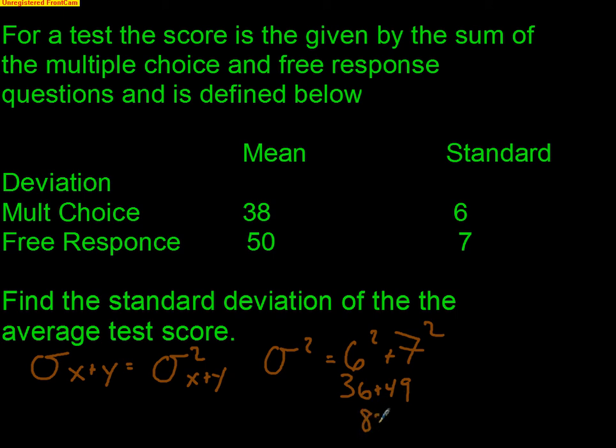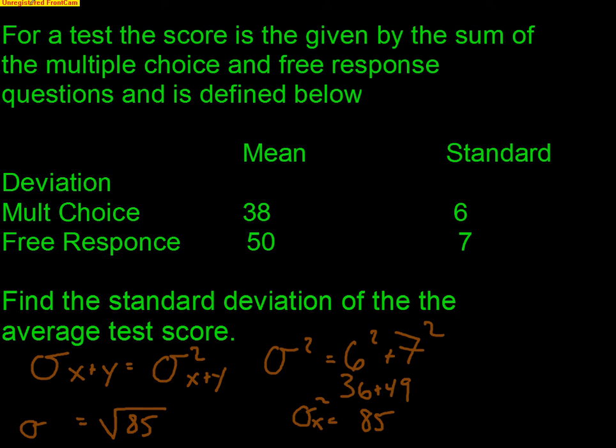And that's our variance. But it doesn't ask you for the variance, it asks you for the standard deviation. So if we want the standard deviation, we take the square root of that value. Let me get rid of that squared sign so we know it's a standard deviation. So the standard deviation for this test is the square root of 85. We square them, sum them, and take the square root.